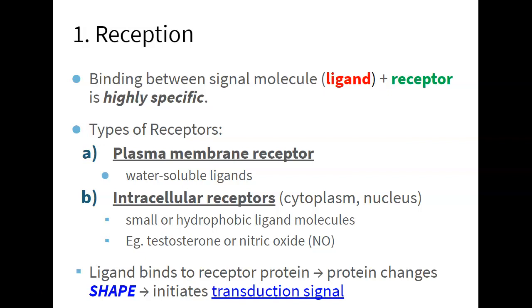If the ligand has properties that would prevent it from normally crossing the membrane, well, then its receptors are on the surface. So it's going to bind to the receptor protein. There's going to be some kind of shape change as a result. And then that is what triggers the transduction signal, some kind of conversion or several downstream steps.